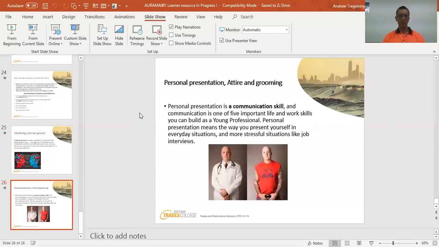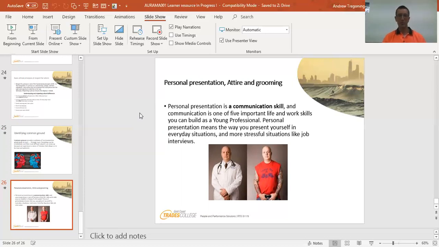On to our last tile for the day, personal presentation, attire, and grooming. I've just got a little image down the bottom. It's the same person dressed significantly differently. The person on the left is dressed like a doctor. He's got his stethoscope on, he's got a tie. And in the other image, he's dressed quite differently. So your views of that person could be quite different based on just the way they're dressed.